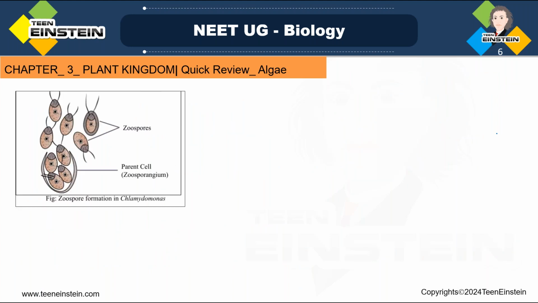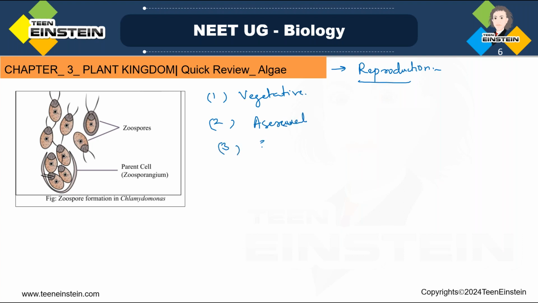Next is about reproduction. About their reproduction we are going to say, so reproduction of algae, what can we say about it? In reproduction of algae, you can see three types. Vegetative reproduction is there. Then another type, asexual reproduction, you can see in algae. Then the third type, sexual reproduction, also you can see in algae.